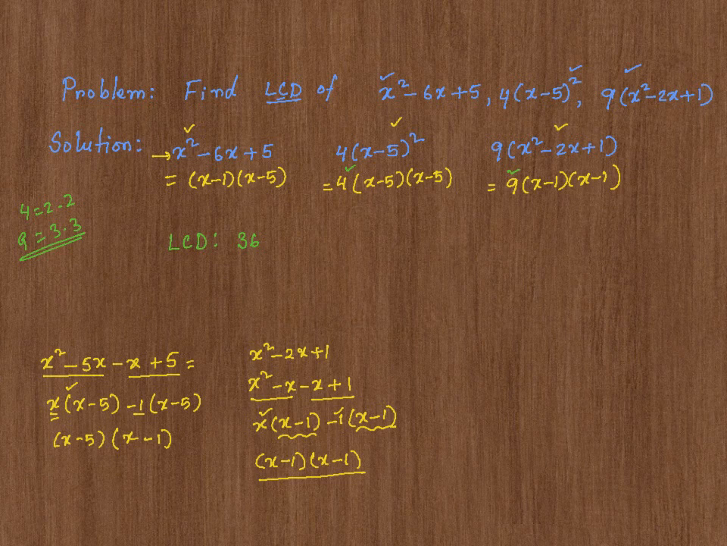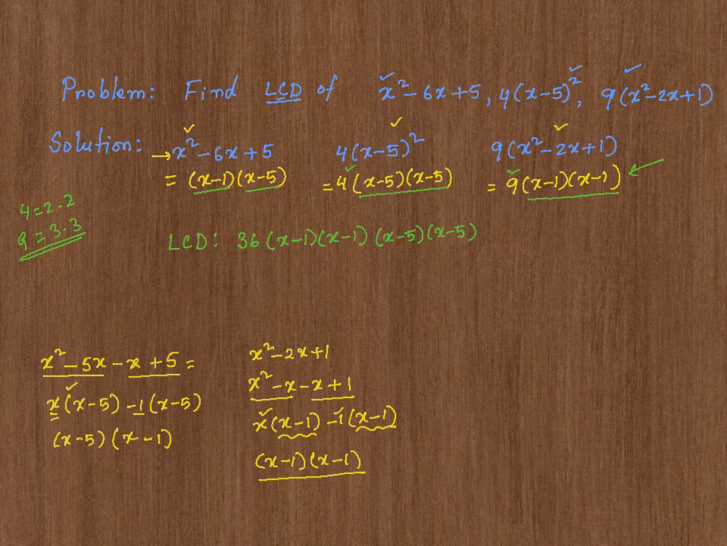Now let's look at the other factors. X minus 1 appears once in the first one, but it appears twice in the third term, so we need to put it twice: x minus 1 times x minus 1. Remember, the highest number of times it appears is the number of times you have to put it in the LCD. Now x minus 5 appears here once, however it appears here twice, so I need to put x minus 5 twice. Note that this term doesn't have any x minus 5, so we don't need to worry about that.